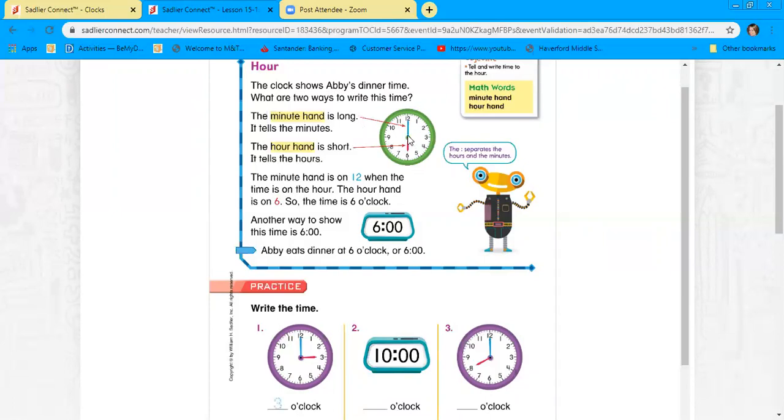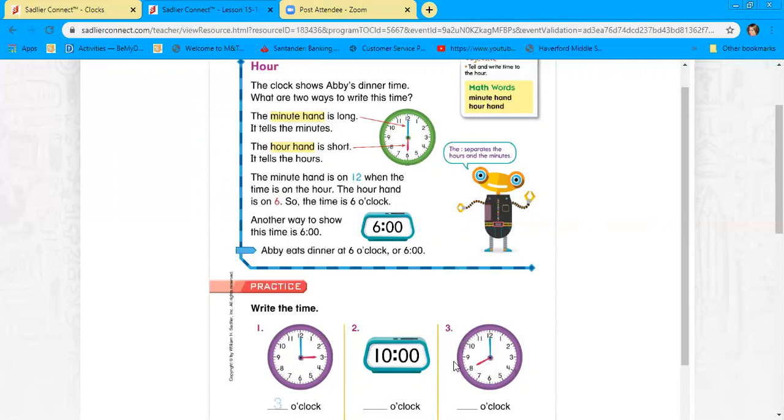But we have Abby's dinner time. They put the long minute hand on 12. They put the short hour hand on 6. And I know you're looking at that saying, well, I know the hour is 6, 0 minutes, it's 6 o'clock. And we can write it with a 6 in front of the 2 dots, which shows us our hour, then 0, 0. There's no minute started yet, so it's 6 o'clock.